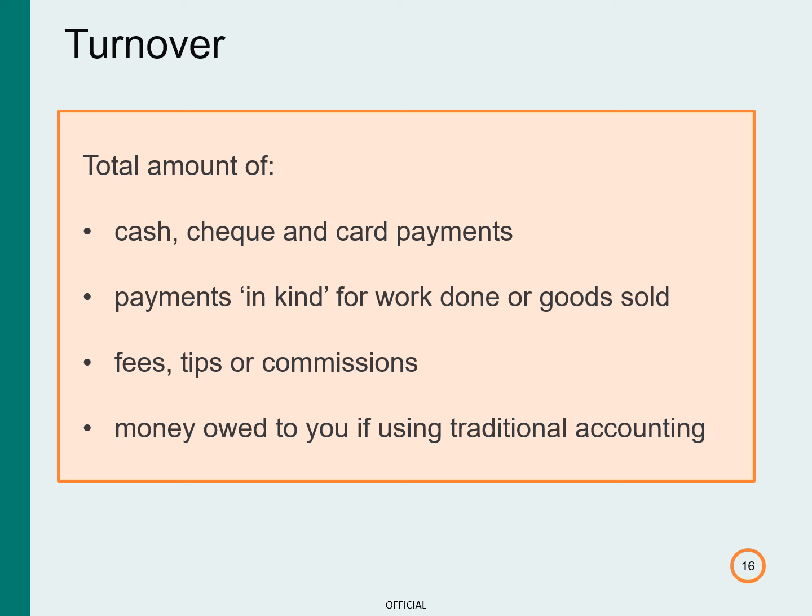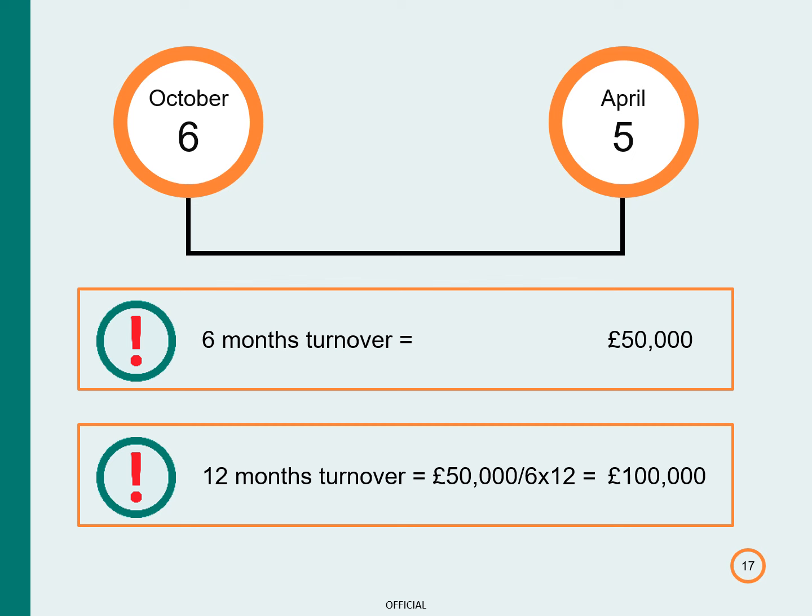If you only traded for part of the year, for example when your business starts, ceases or is sold, you need to check your turnover on a pro rata basis. For example, if you traded from the 6th of October to the 5th of April, that's 6 months, and your turnover was £50,000, then your annual turnover would have been £100,000.